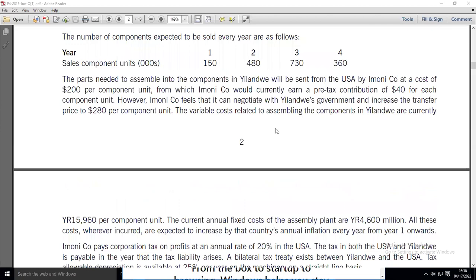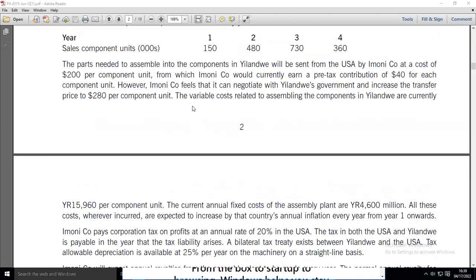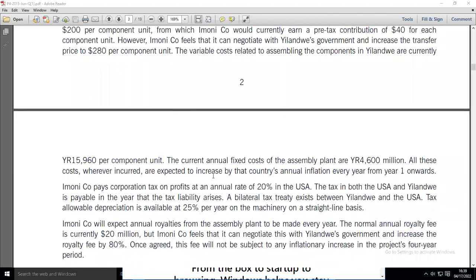So this component will go up by inflation. Variable costs will go up by inflation. Fixed costs will go up by inflation. Which inflation? Respective countries.